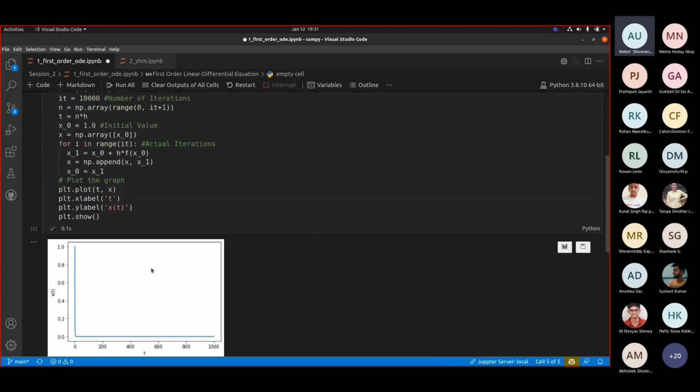And if you increase it further, again this gets even slighter.